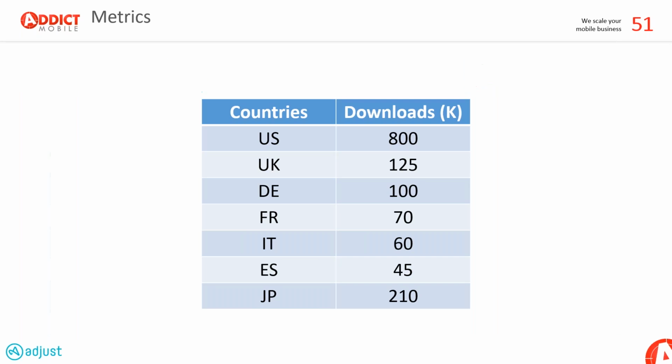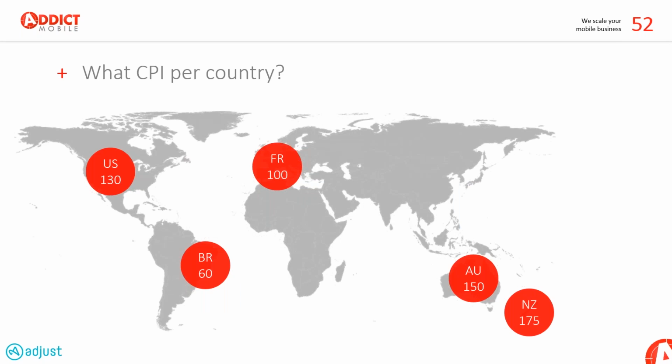So overall in the US, for example, every day on iOS and Android, you can get about 800K installs, whereas in Italy, it will be only 60K. So you will build your media plan in every country, depending on the size of the country. And you will also build your media plan depending on the price, the cost in every country.